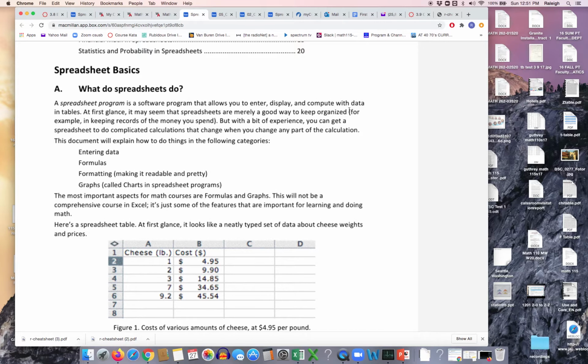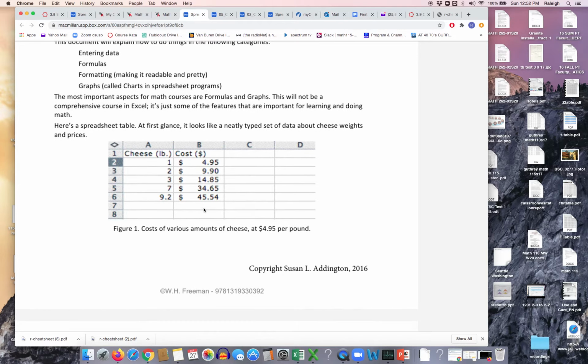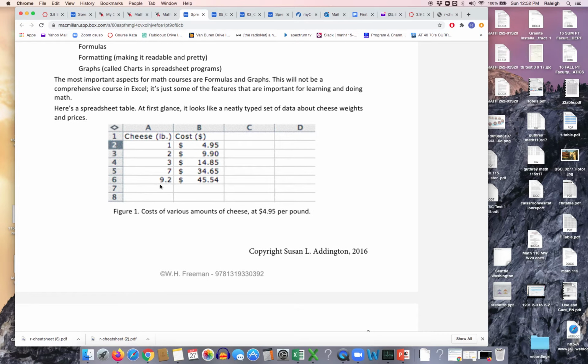So what do spreadsheets do? They have some of the basics here. They allow you to enter, display, and compute with data and tables. And they show the cheese example that I think we did cover. They put in a certain amount per pound, so 1 pound is $4.95, and then you double both sides. But they've already typed that in. They didn't show you what they did. They just showed you the results of it. And some little more difficult calculations.